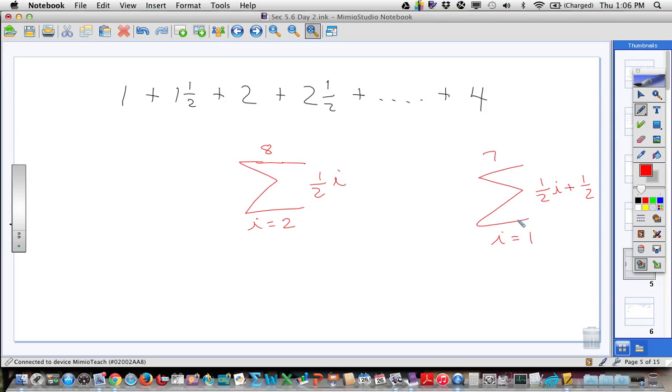That would work too. Okay, now, if I would have done this for you, if I would have rewritten this like this, right? Aren't these the same numbers?